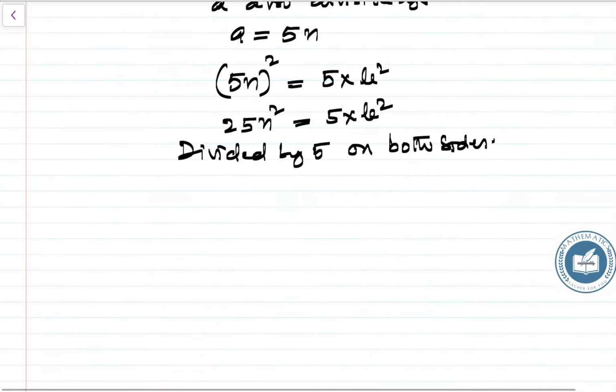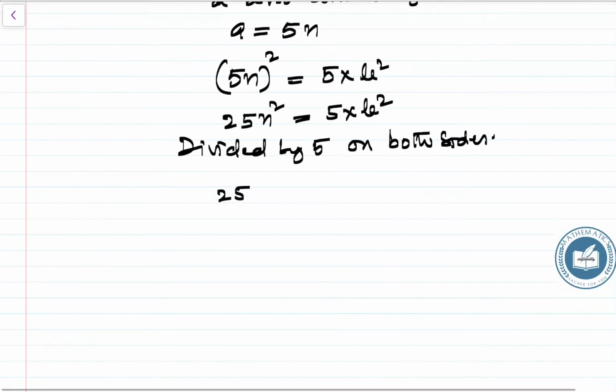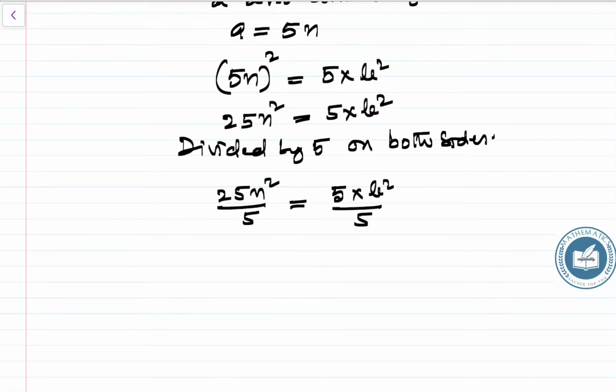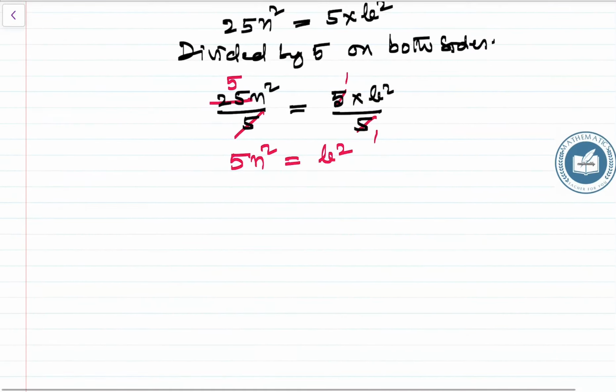So here 25n square upon 5 is equal to 5 times b square upon 5. Here 5 5s are 25, 5 1s are 5. So therefore you can write 5n square equal to b square. Now rearranging the terms once again, we can write b square equal to 5n square.